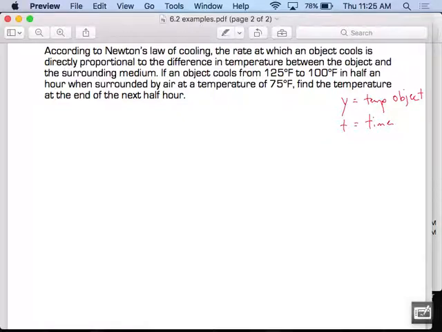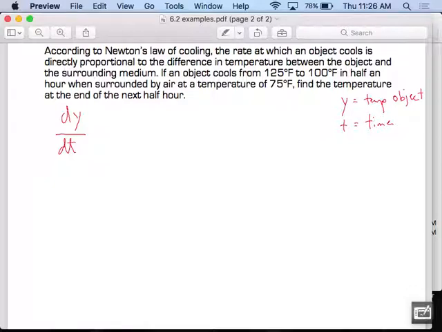It's a calculus rate. I heard some people say it, so I'll just go with it. dy over dt, the rate at which the object cools over time, is directly proportional to... So we need a proportionality constant.